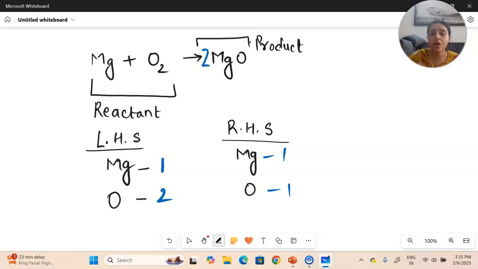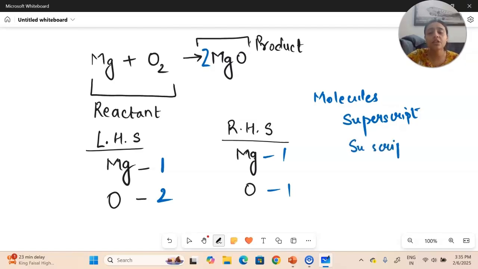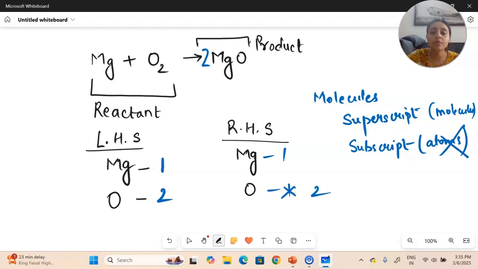This is the second rule. You need to mention only the molecules, means you need to change only the coefficient. You're not going to change any atoms, means you're not going to change any subscript. Atoms you need not change, but you need to change the molecules. You need to mention molecules like this. When we have two here, we added 2 here. Now oxygen becomes 2, and here also you can see these are balanced out. So LHS is equal to right hand side.